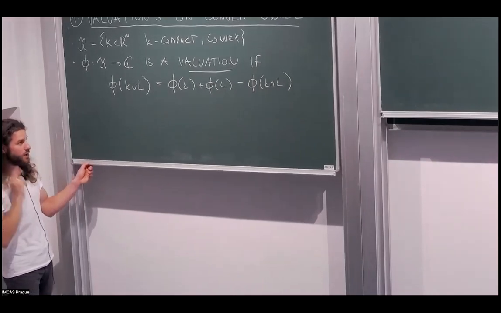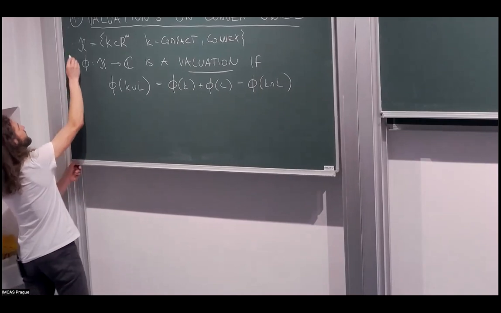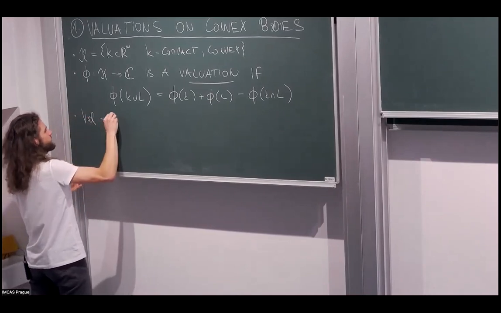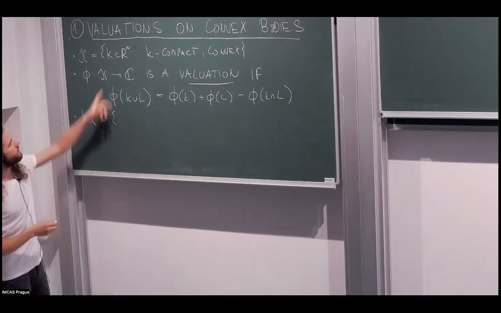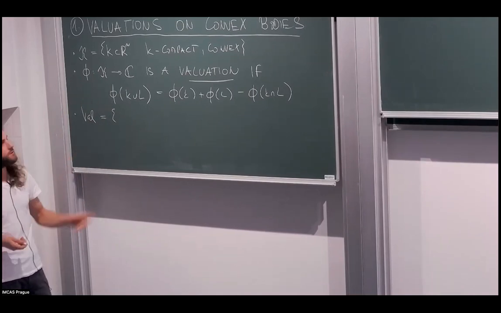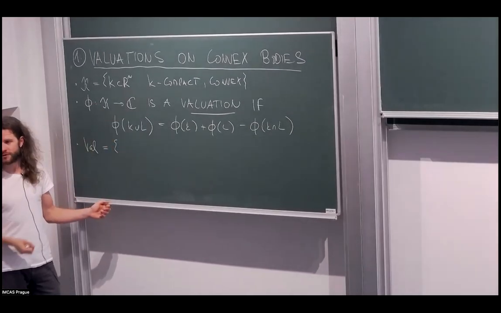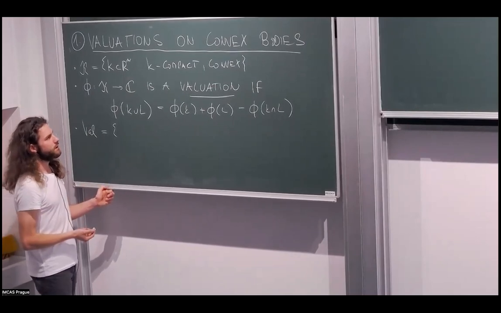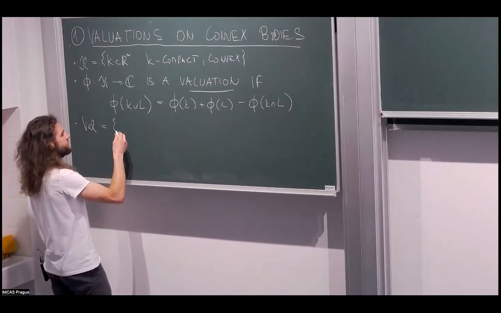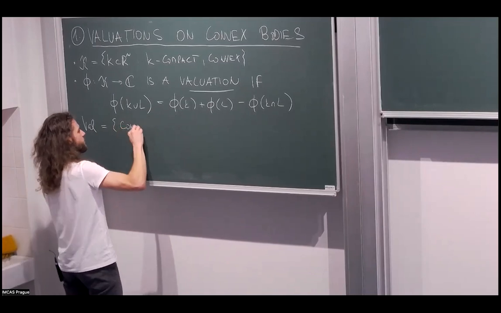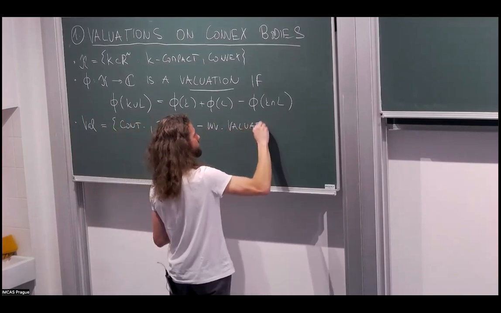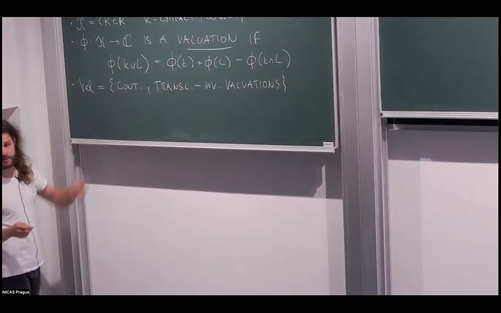I'll give you a couple of examples in a second. Let me only complete this establishment of notation. I will denote by Val the space of all valuations on convex bodies that are translation invariant. It's clear what it means: if I translate my convex body, the valuation doesn't change. And that are continuous. There is a natural topology in this space, induced by a metric, the so-called Hausdorff metric. It's easy to define, but let me skip it. I will consider valuations that are continuous with respect to this metric. So I will consider only continuous translation invariant valuations. And during the talks we will study structures on this space.